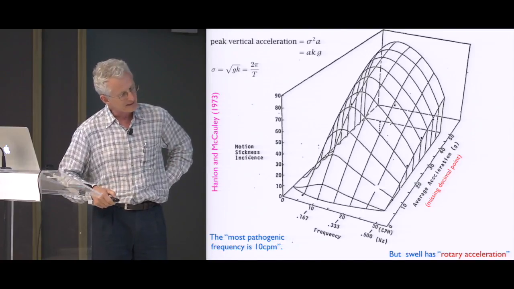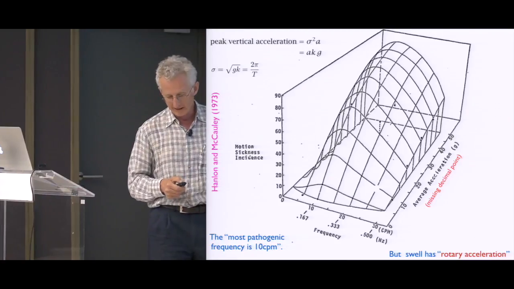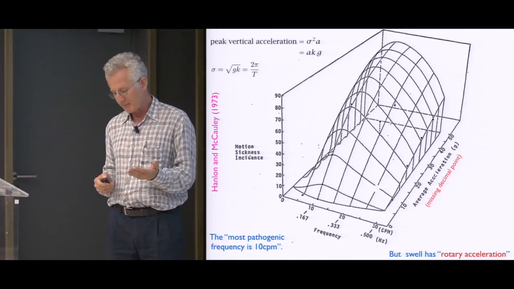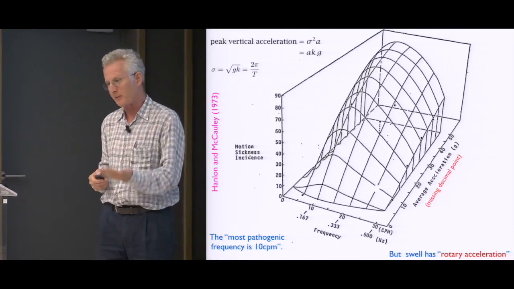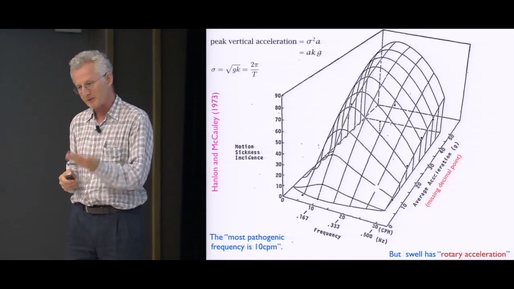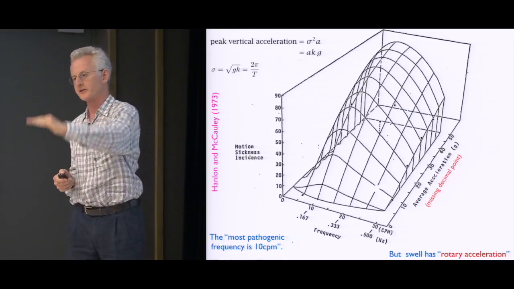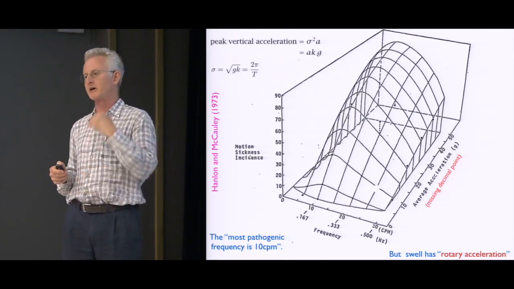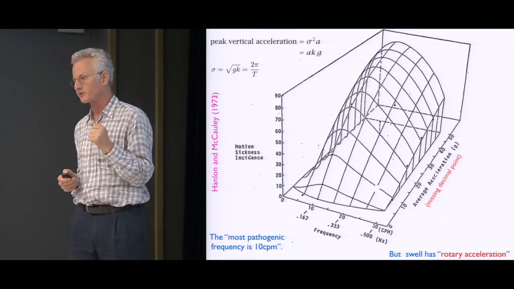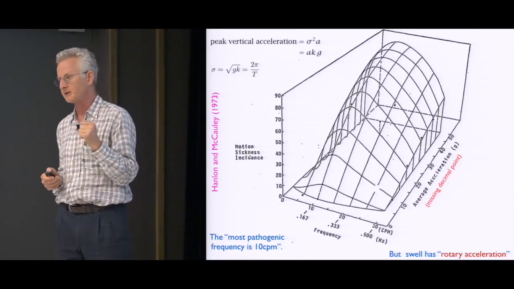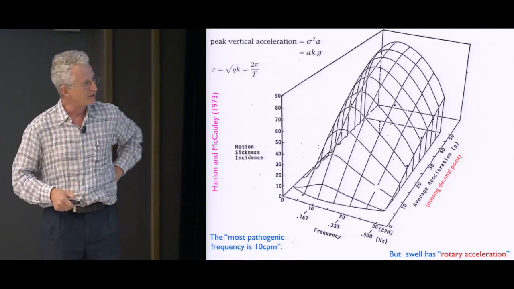Now, this experiment is unrealistic in at least one respect. I believe the victims were put on a vertically vibrating platform, which just went up and down like that. If you've been to sea, you know that you get rotary acceleration in gravity waves. They go round in circles, so there are both horizontal and vertical components of acceleration. And that's going to be important later in the talk.